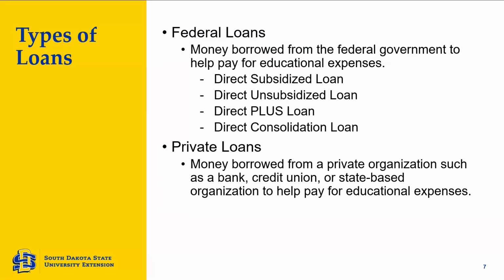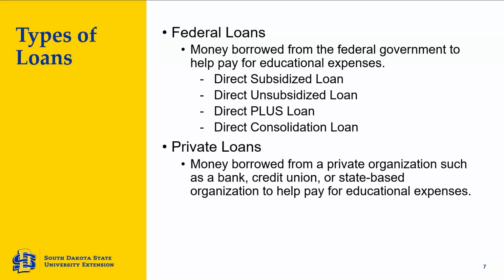So as I said, federal loans are money borrowed from the federal government. The types are direct subsidized loans, direct unsubsidized loans, direct PLUS loans, and direct consolidation loans. What subsidized means is that while the borrower is in school, the Department of Education subsidizes the cost of the interest. So no interest accrues on the direct subsidized loan while the borrower is in school. For the unsubsidized, that's the opposite, where interest does accrue on that loan while the student is in school.